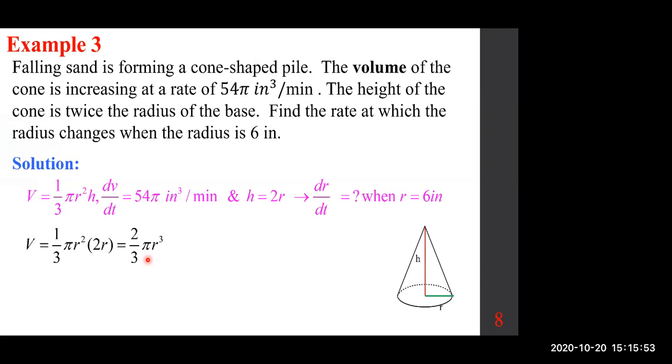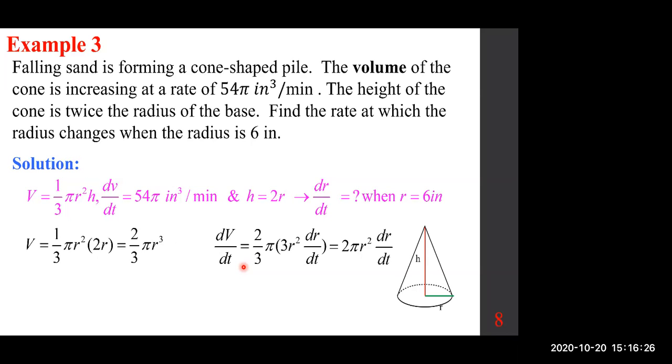Which is given as 54 pi. So find dV/dt. What is that? 2/3 pi, that's a number, a coefficient, times the derivative of r cubed, which is 3r squared, and then dr/dt. So dV/dt is 2/3 pi, and then 3r squared dr/dt. Simplify by dropping the number 3, and this is your final answer for dV/dt: 2 pi r squared dr/dt.